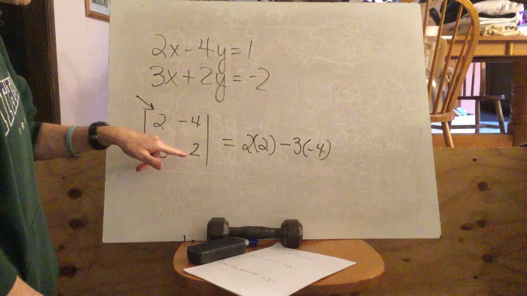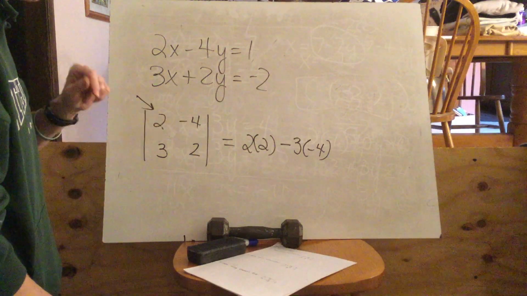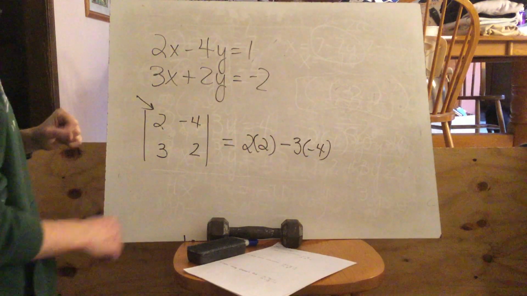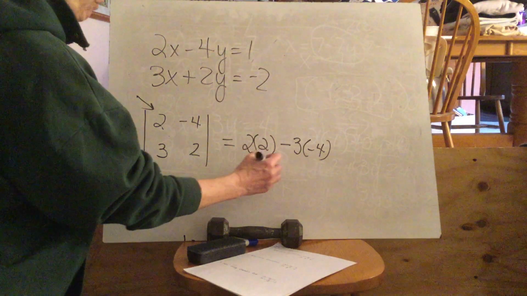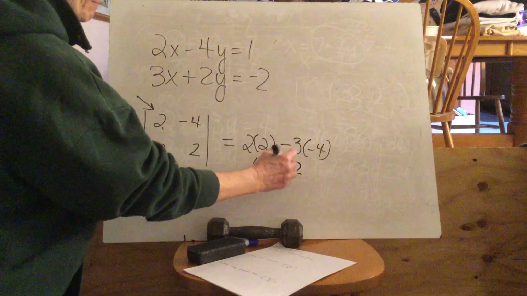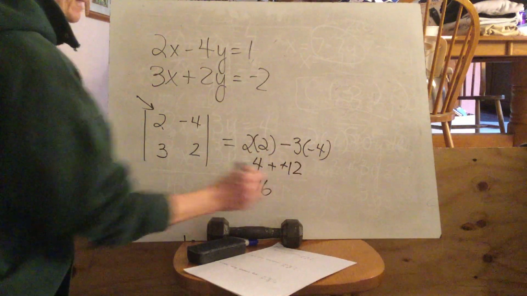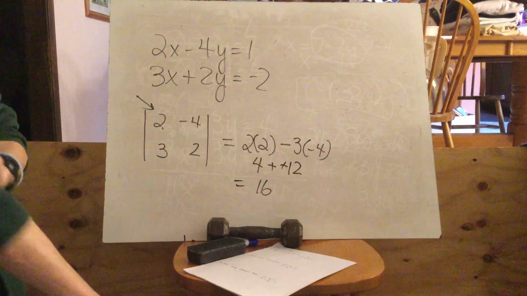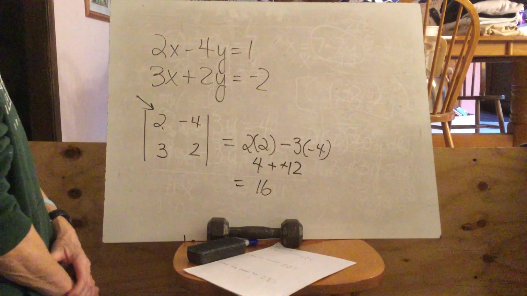But we take 2 times 2, 3 times negative 4, excuse me, and we subtract them. So we have 4 minus negative 12. So that gives me 16. So that determinant is 16.